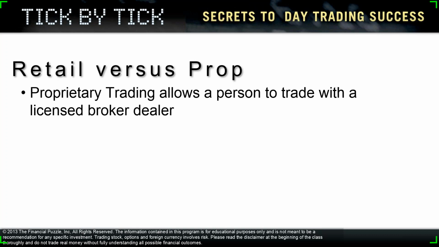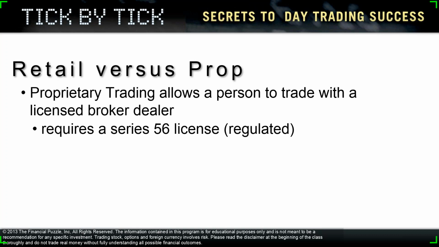The other way to do it is you can become a proprietary trader. This allows a person to trade with a licensed broker-dealer. It requires U.S. citizens to have a Series 56 license. It's a new regulation that was included in the Dodd-Frank bill. So you get sponsored by a proprietary licensed regulated U.S. firm, you study and take the Series 56 exam, and then you become a licensed proprietary trader.